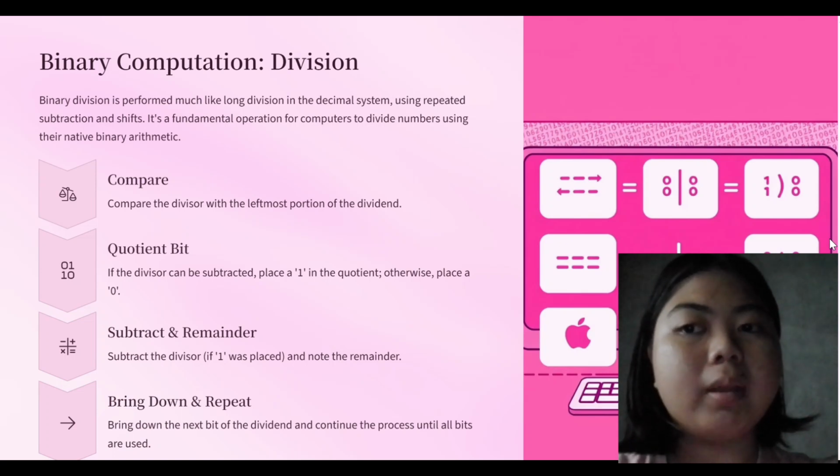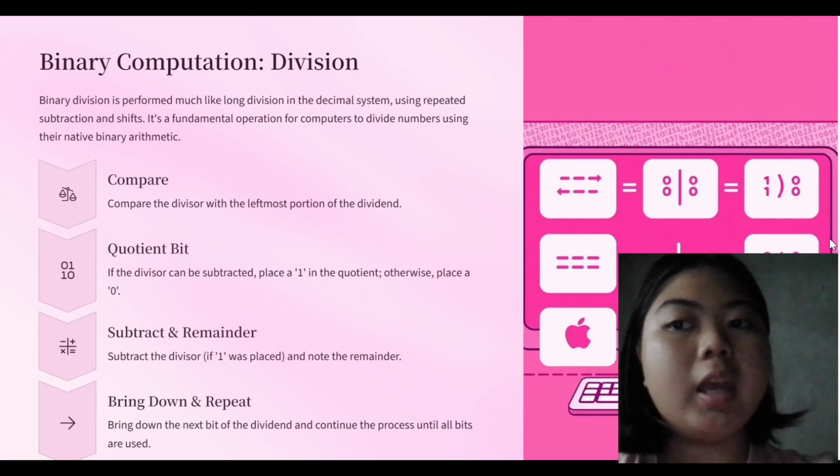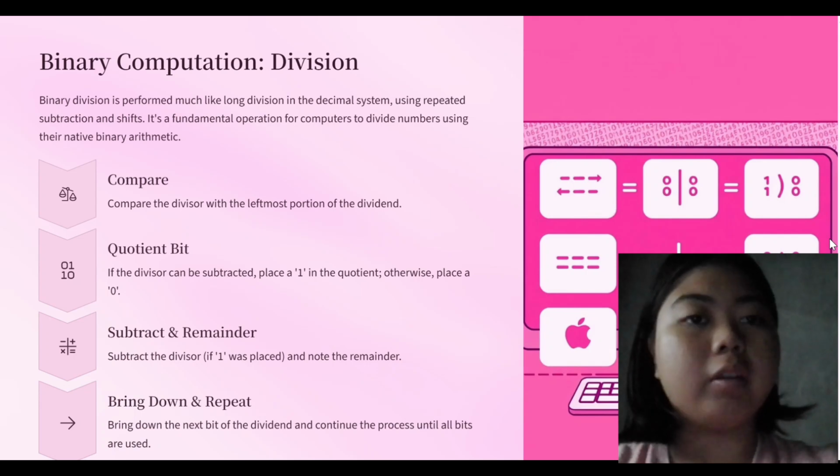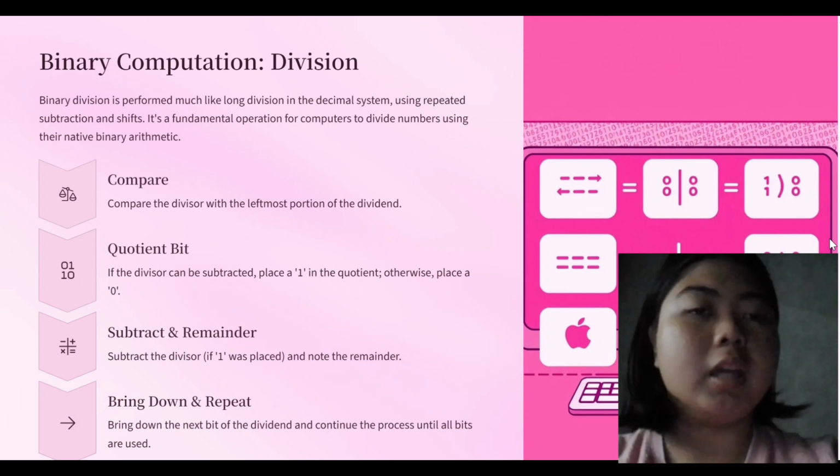Second, quotient bit. If the divisor can be subtracted, place a 1 in the quotient. Otherwise, place 0. Third, subtract and remainder. Subtract the divisor if 1 was placed, and note the remainder. Last but not the least, bring down and repeat. Bring down the next bit of the dividend and continue the process until all bits are used.